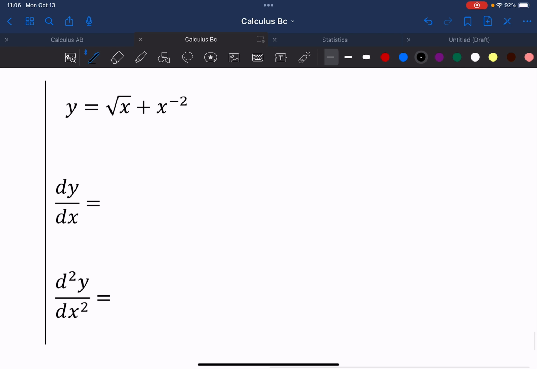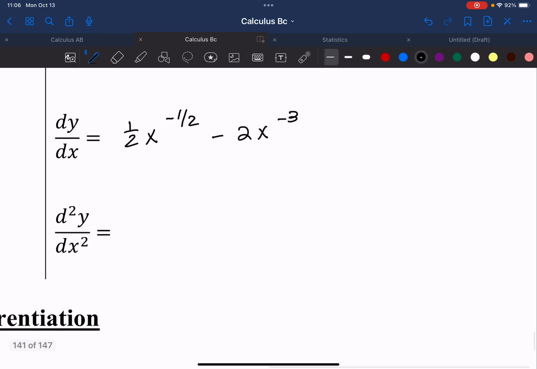In this example, I know that I could rewrite this as x to the 1/2 power plus x to the negative 2. Well, dy dx is the first derivative, so this would be 1/2 x to the negative 1/2 minus 2x to the negative 3. d2y dx squared is the second derivative, so then I have negative 1/4 x to the negative 3/2 plus 6x to the negative 4. This one only wanted to take two derivatives.